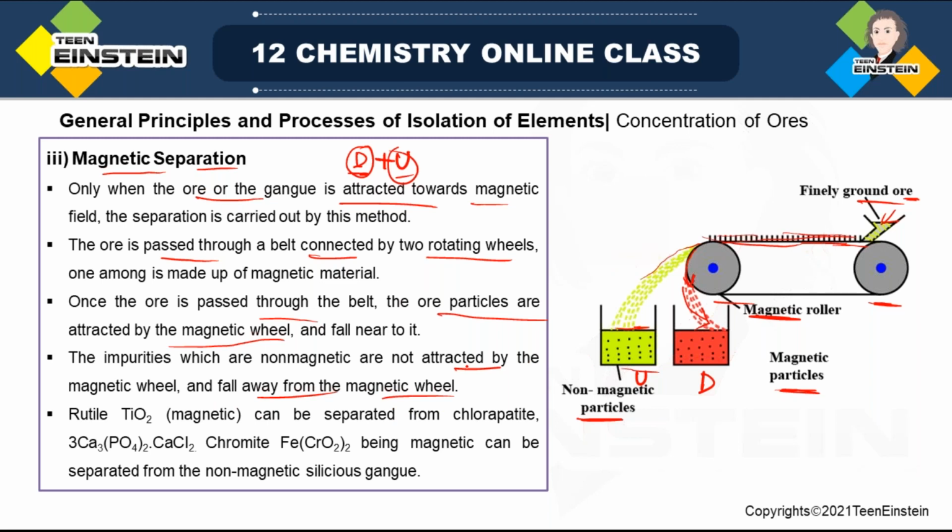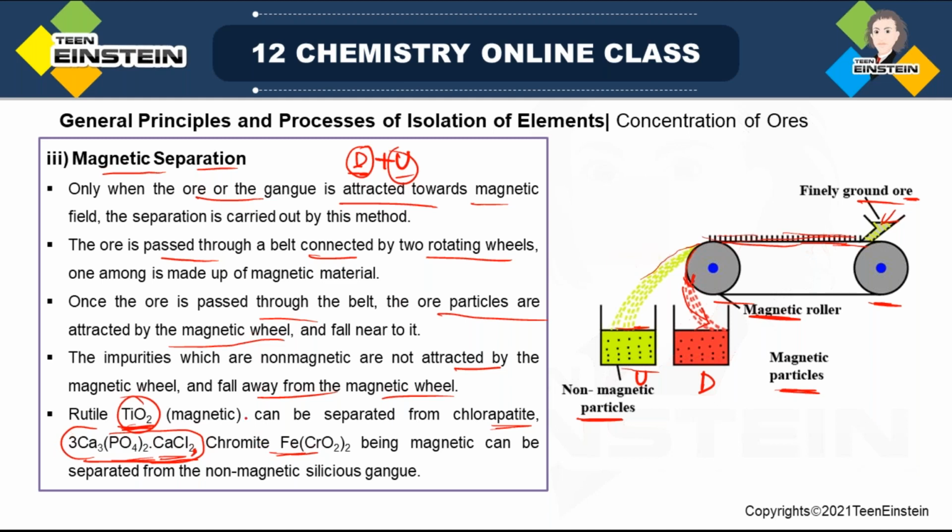Now, what type of materials can you separate by applying this? Rutile, which is titanium ore. This is magnetic in nature. It can be separated from chlorapatite. So this is the first example. So here rutile is mixed with this impurity. So you are removing this impurity because it is not magnetic in nature, but TiO2 is magnetic in nature.